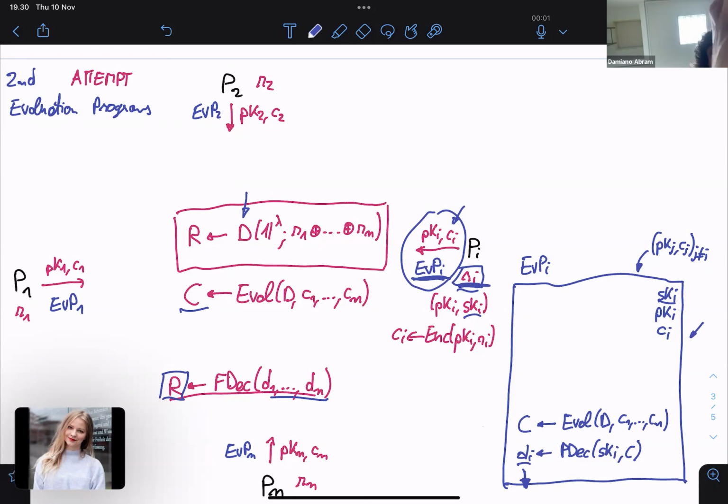So this leads to the third attempt. So I will erase what is not needed anymore. So yeah, let's maybe wait a second. So third attempt, the key generation programs.